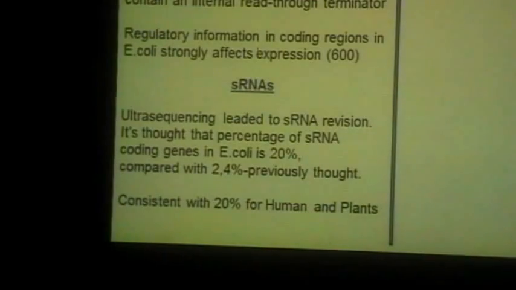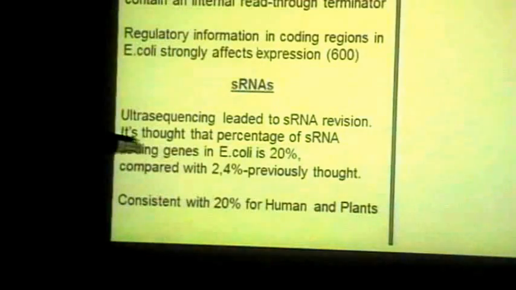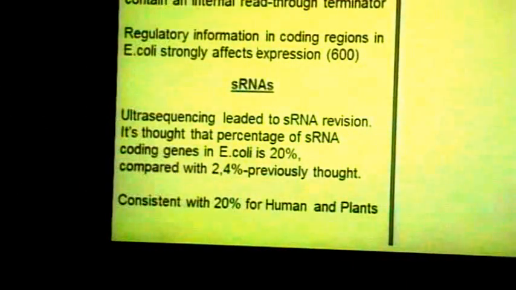Next, small RNAs, they also add a lot of complexity. And this is a very new method, ultrasequencing, high throughput, very sensitive to small RNA detection. What we see now is that 20% of the genes encode for a small RNA. And this is in human, in plants, in yeast, and everywhere. So these bacteria are quite complex, but let's see something even more beautiful.